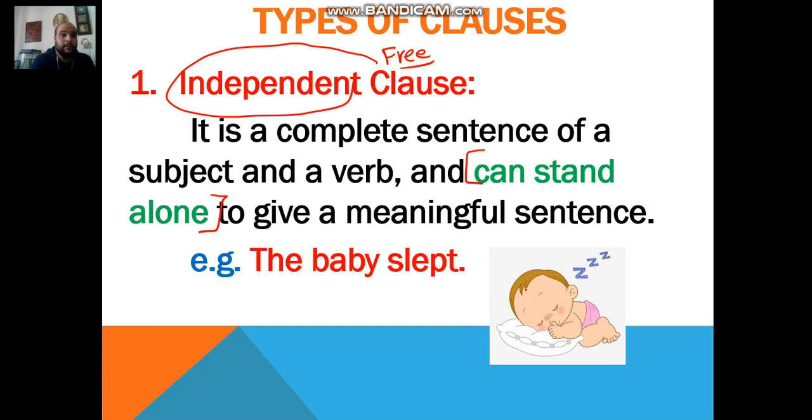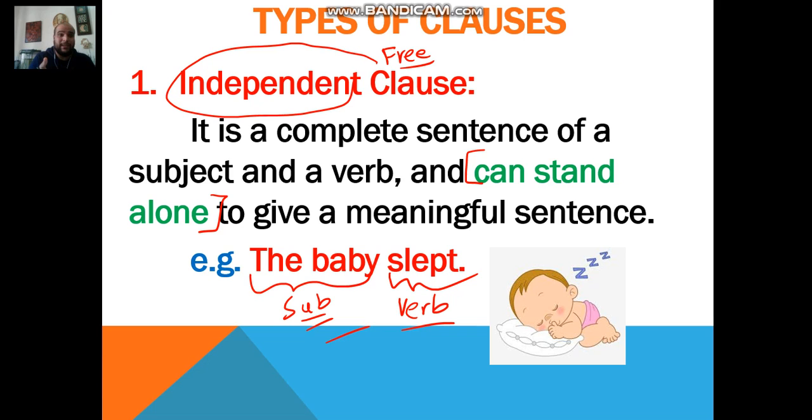For example, here, the baby slept. I can understand, I have a subject. Who is the doer of the verb? It's the baby. Subject. What is the action in the sentence? Slept. Verb. So I have a subject and a verb. That's a clause. Okay. Now the question number 2 is, now I have a clause, subject plus verb.